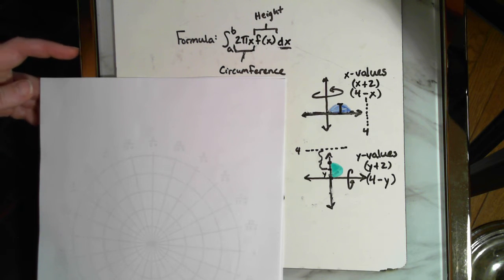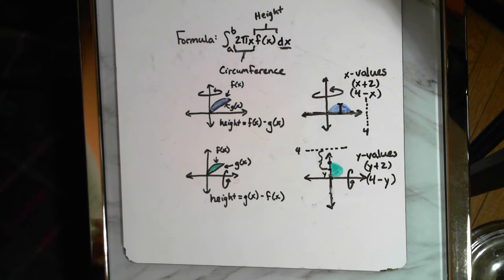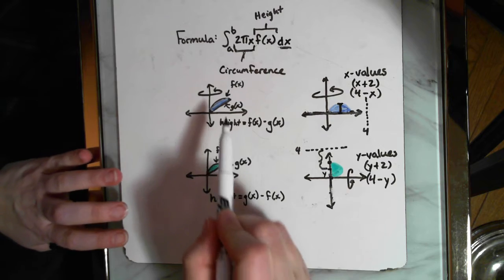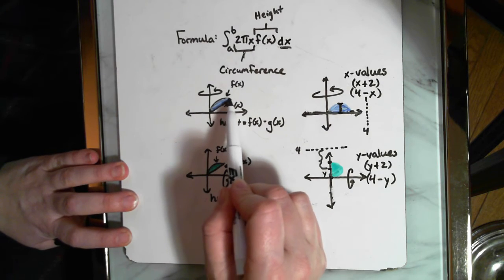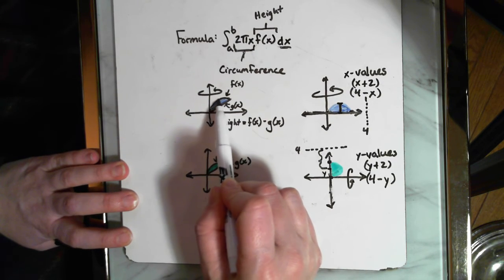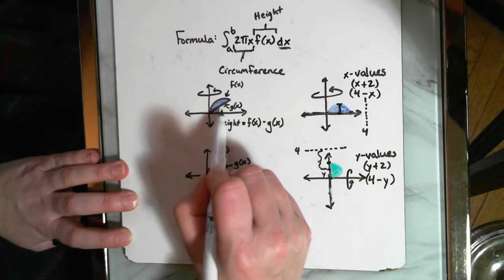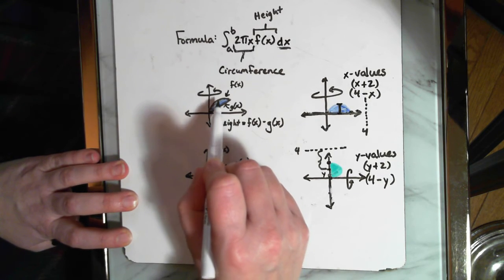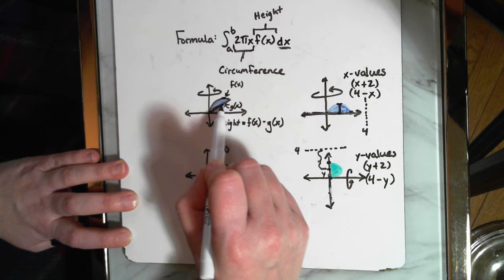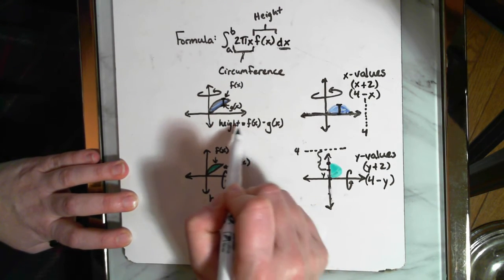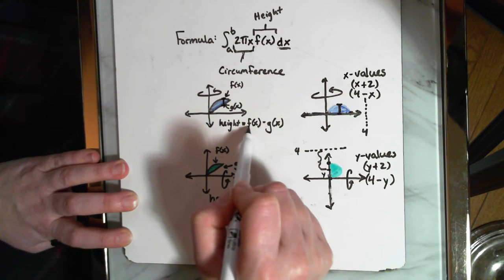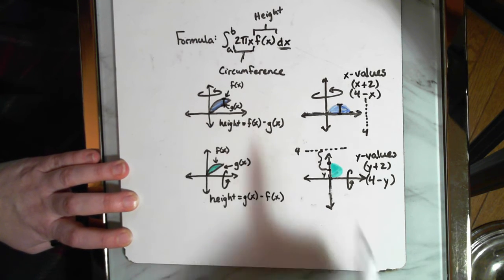However, if we have 2 functions, we're going to be using subtraction to do our height. So when we do it, let's say this is g of x on the bottom and f of x right here. We need the height of this cylinder. So I'm going to do f of x minus g of x, the top one minus the bottom one. And that's going to get me the height. So if I have 2 functions, I have to do some subtraction.